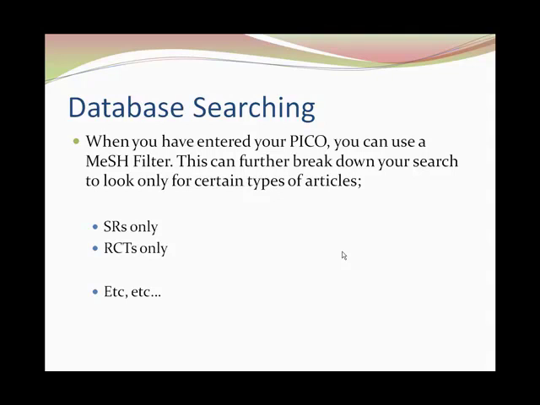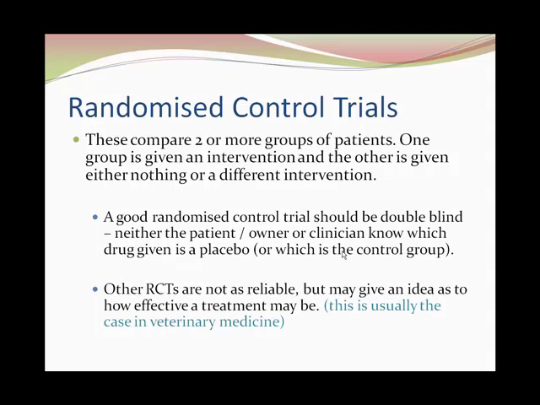Okay, so when you're looking at your database, we've already seen how we can do searches, but we can further filter the searches. This is called a MeSH filter. And once you've got your search history, you can then further narrow that down using a filter to systematic reviews only, or randomized control trials only. And you can target the level of evidence that you want to look for.